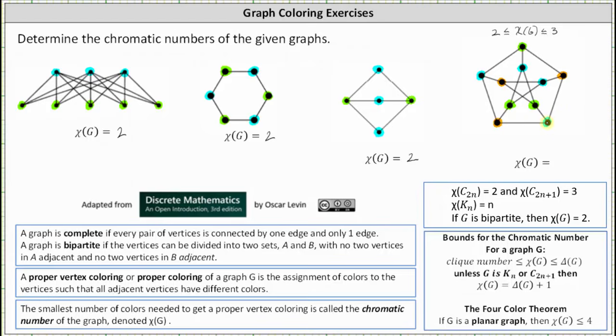We now have a proper vertex coloring of the graph, and the smallest number of colors needed was 3, indicating the chromatic number is equal to 3, which notice is in the closed interval from 2 to 3.